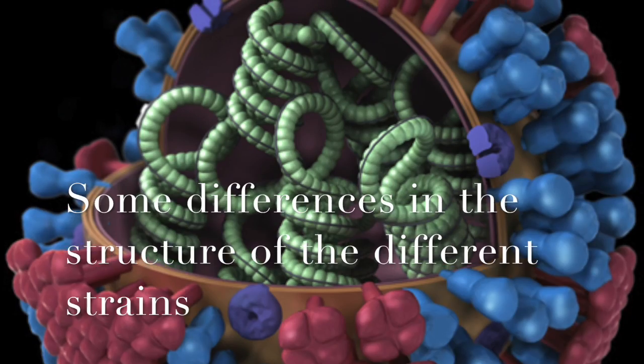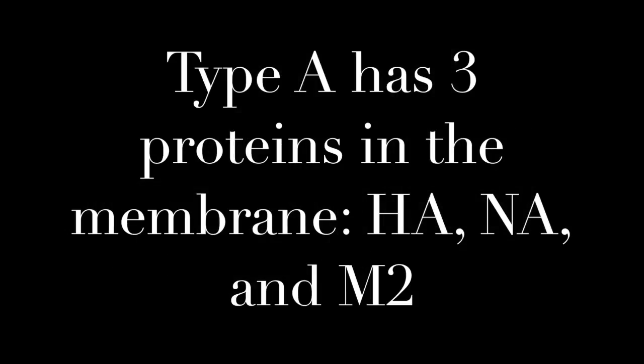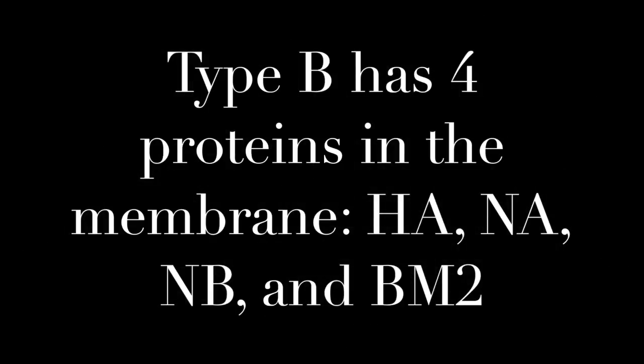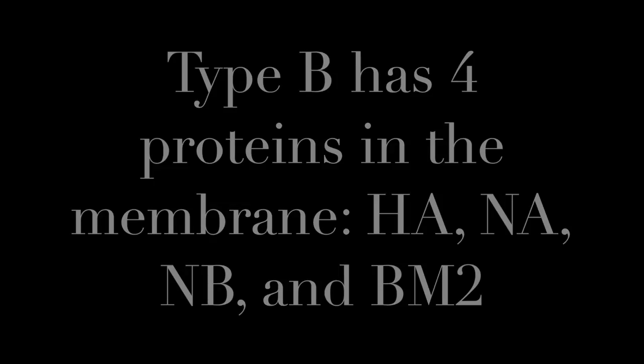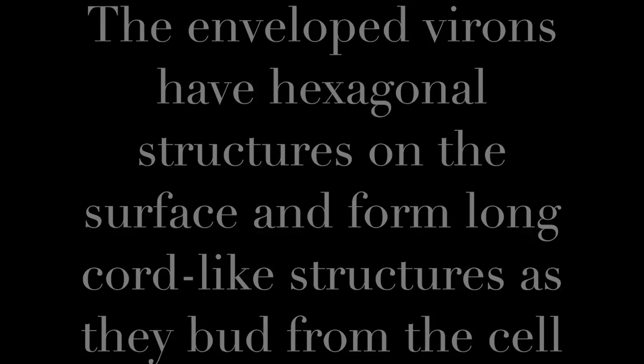Some differences in the structure of the different strands are: Type A has 3 proteins in the membrane, HA, NA, and M2. Type B has 4 proteins in the membrane, HA, NA, NB, and BM2. The enveloped virions have hexagonal structures on the surface and form long cord-like structures as they bud from the cell.